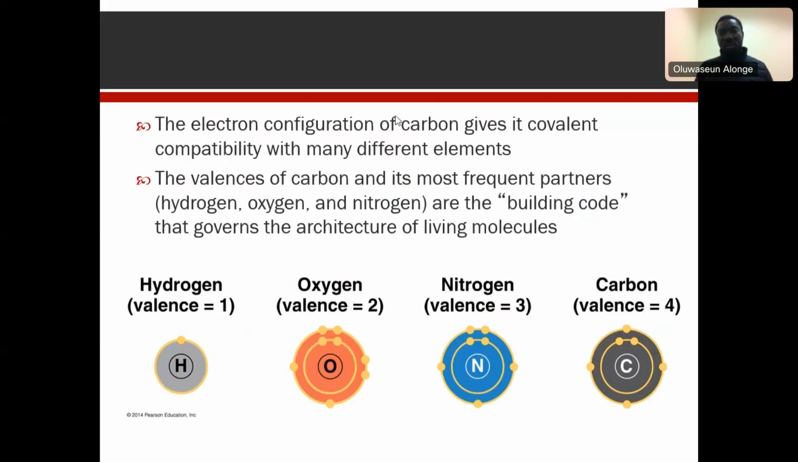All right, so the electron configuration of carbon gives it covalent compatibility with many different elements just because it has a valency of 4. Now, the valency of carbon and its most frequent partners, which are hydrogen and oxygen, you see the hydrogen combined with carbon very well, with oxygen, all right.